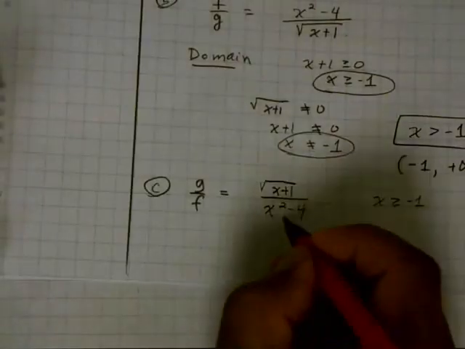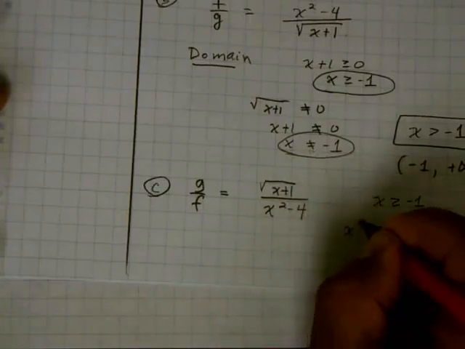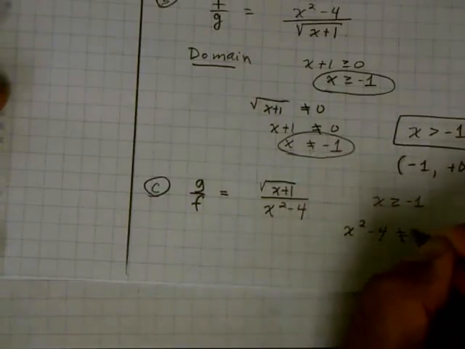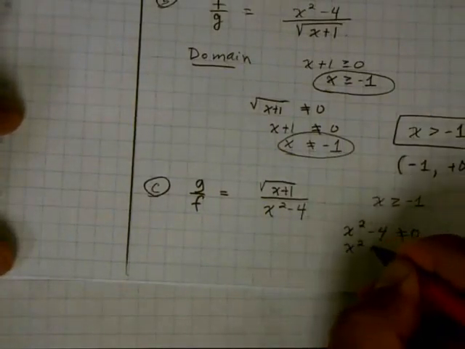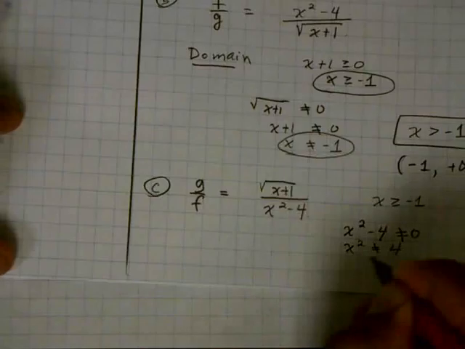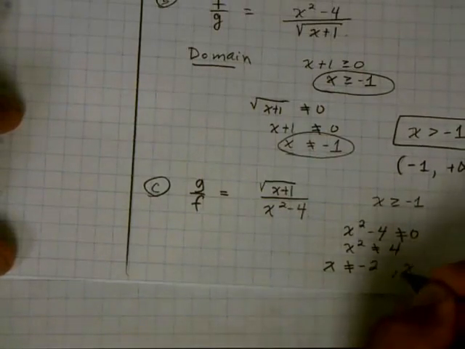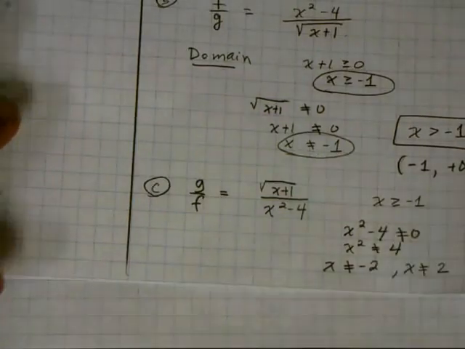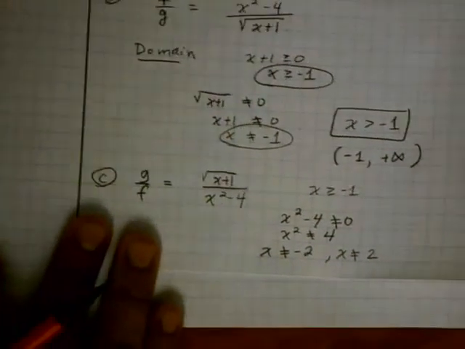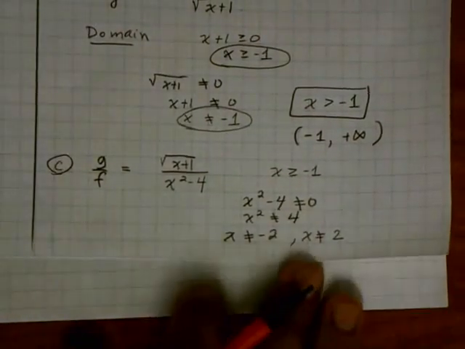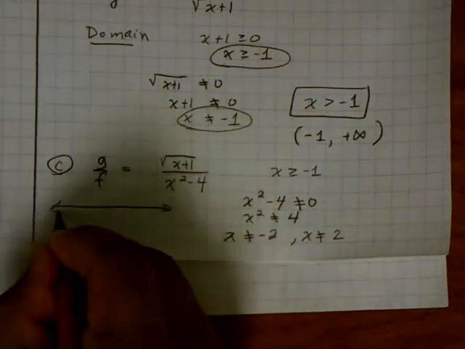Now we just have to make sure that there's nothing new that gets introduced into this concept. And you can see here that I have a denominator, so I know that x squared minus 4 cannot be equal to 0. So that means x squared cannot be equal to positive 4, and x cannot be equal to negative 2. x cannot be equal to positive 2. So it has to be greater than or equal to negative 1, but it cannot be equal to positive 2.